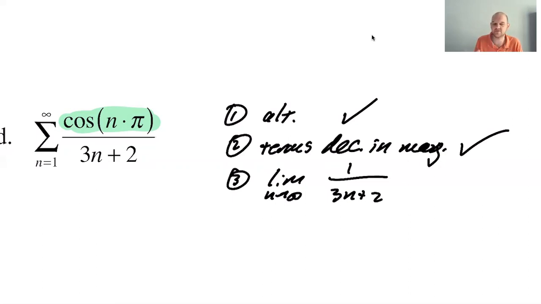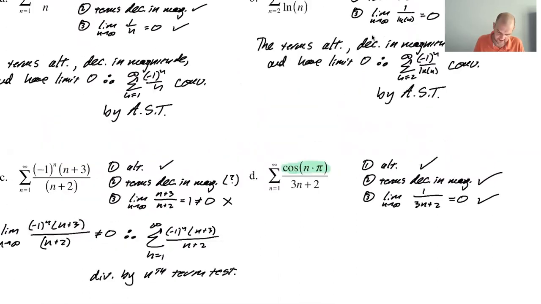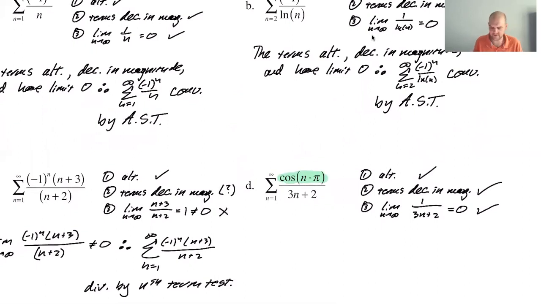And remember, we're taking the absolute value of the terms. We're always talking about the absolute value of the terms, because I tend to think of the terms themselves as negative or positive. So the limit of the absolute value of the terms is definitely 0. All right, so we can write our thing, right? The terms alternate, they decrease in magnitude, they have a limit of 0, therefore they converge by the alternating series test.